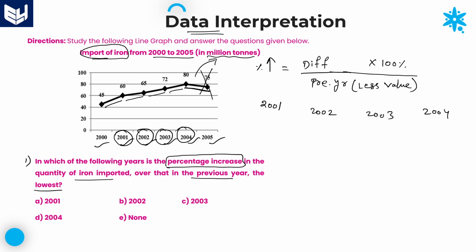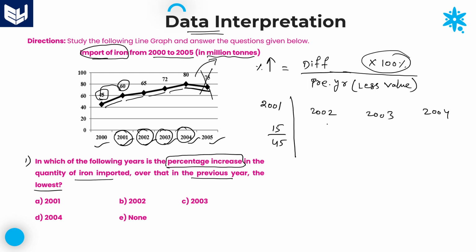In 2001, compared with the previous year: previous year value 45, 2001 value 60. The difference between those two is 60 minus 45, that is 15, divided by 45, the previous year value. Times 100 is common for each and every year, so I don't want to take this times 100, because every time you need to multiply by 100 for every year.